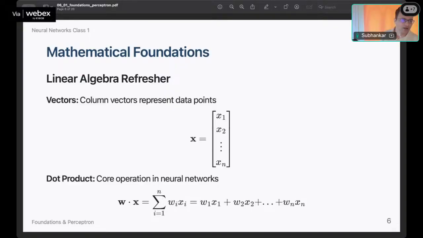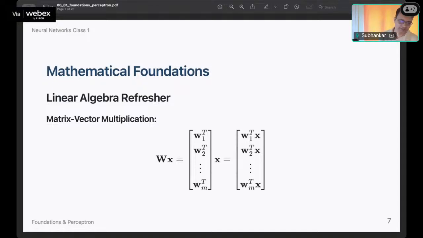Okay. Now the next thing. I hope that makes sense why dot products are essential. The next is basically matrix-vector multiplication. A matrix is just a stack of weight vectors, you can call it.